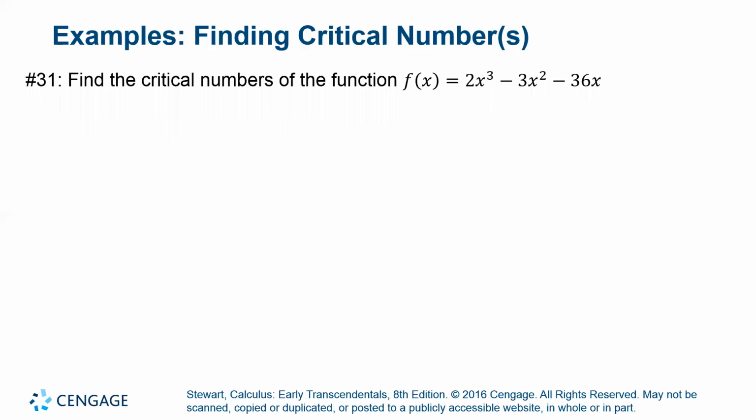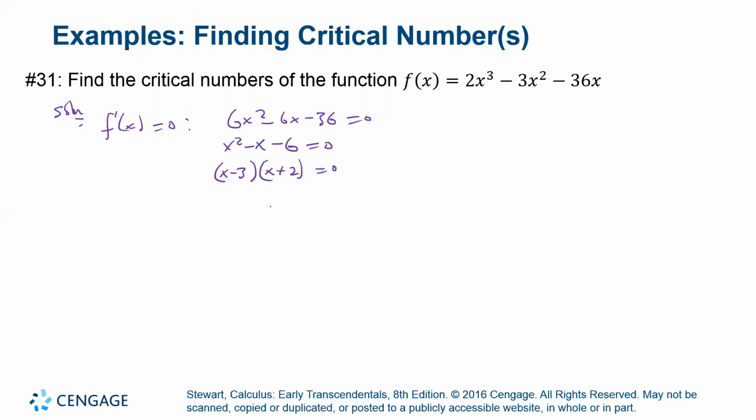All right. So here is an example. It says find the critical numbers of the function. All we need to do is that we have f of x. So the solution is this. Let's find f prime of x and set it to 0. F prime of x is 6x squared minus 6x minus 36 equal to 0. Divide through by 6, we have x squared minus x minus 6 equal to 0. Now let's factor this. This will be x minus 3, x plus 2 equal to 0.